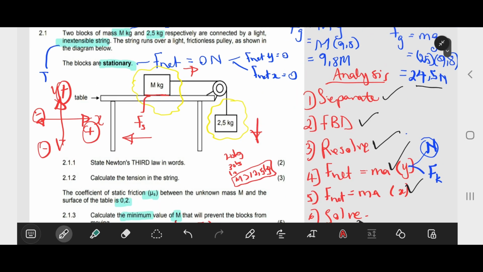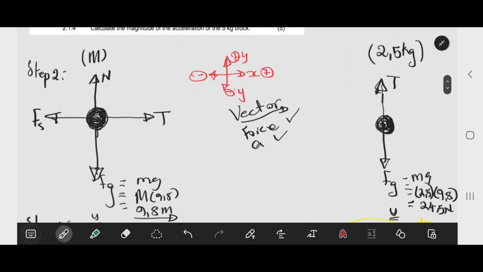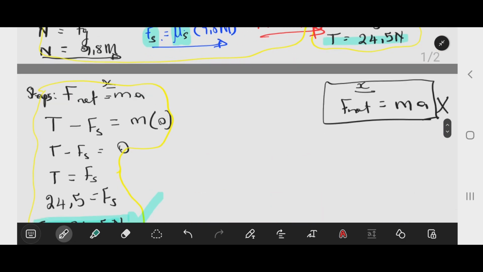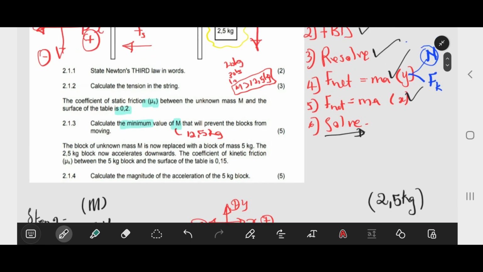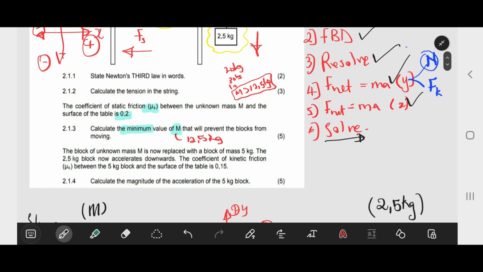All right, so according to our analysis or the steps, we have calculated each and every unknown. So we are basically done with our analysis. So let us look at the next question. The next question says the block of unknown mass is now replaced. So the moment they replace something, you perform your analysis again. The block of unknown mass m is now replaced with a block of mass 5 kg.